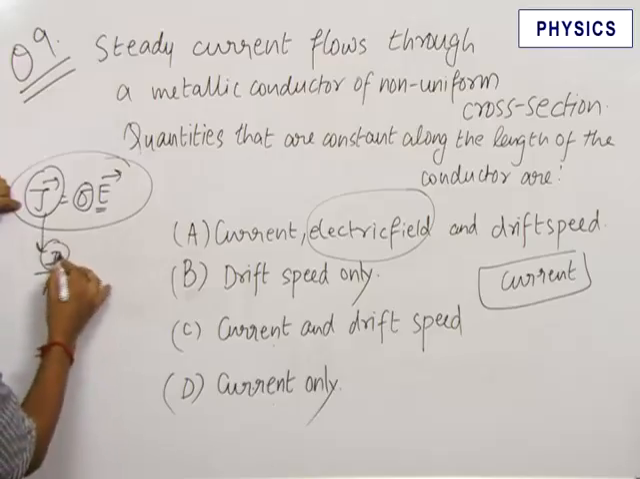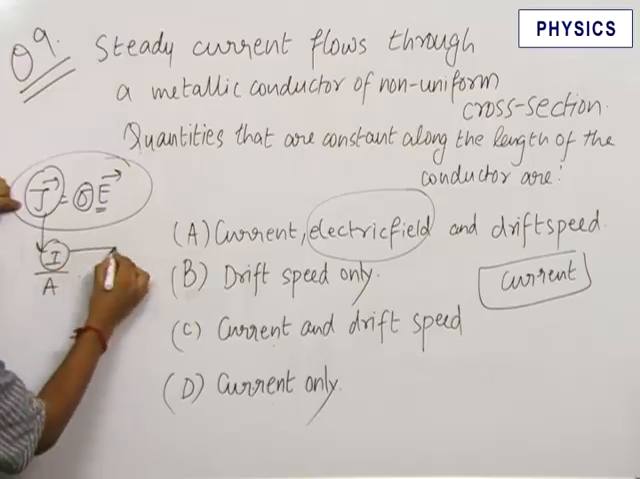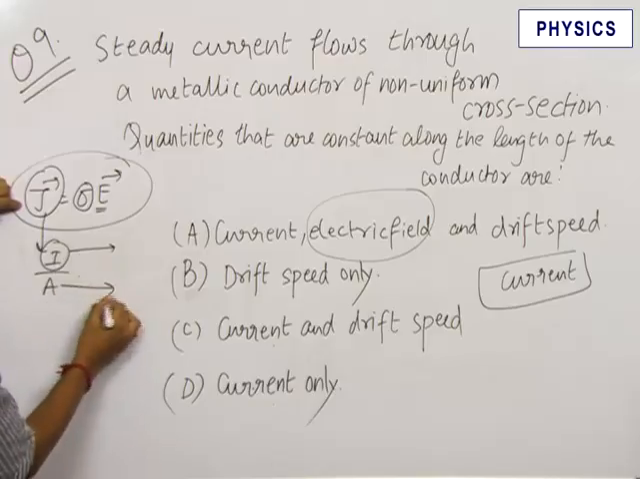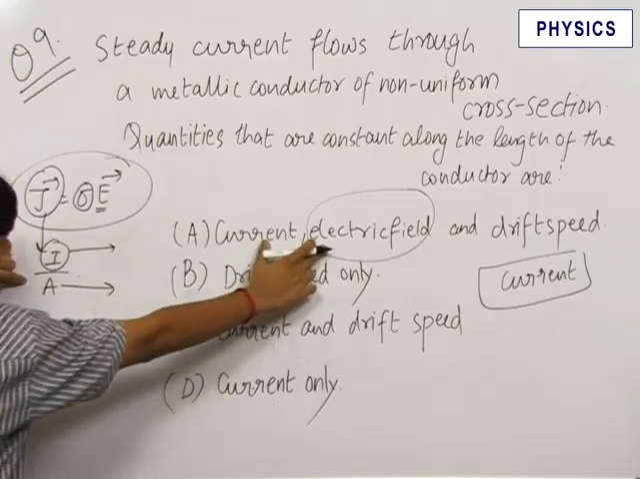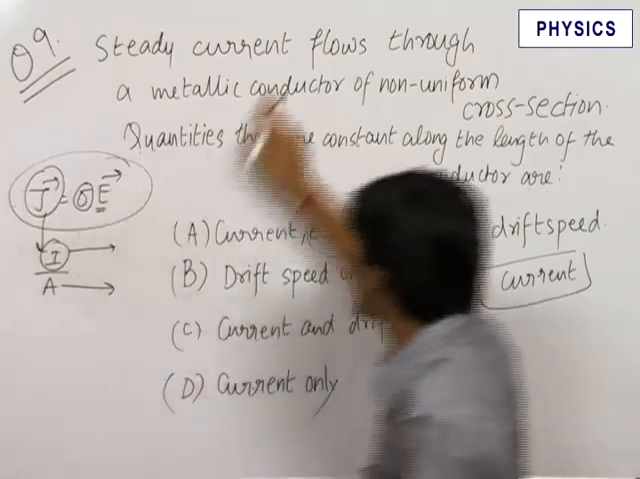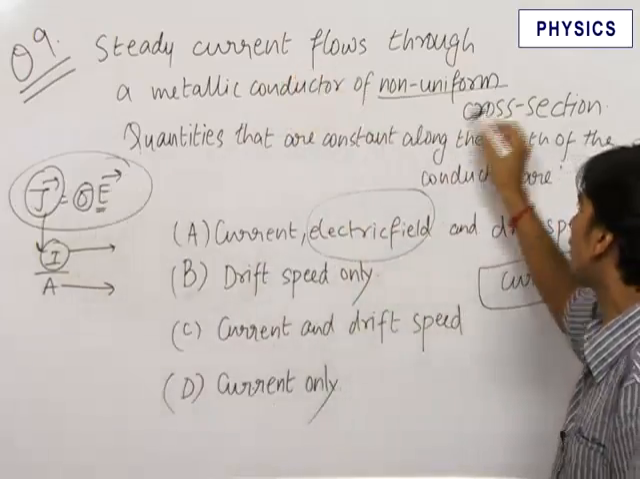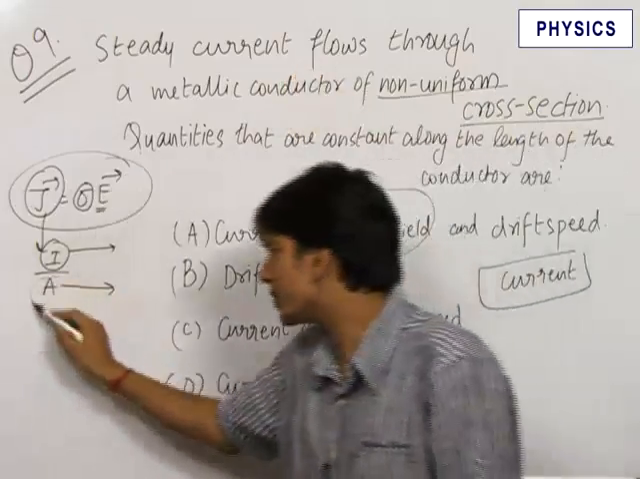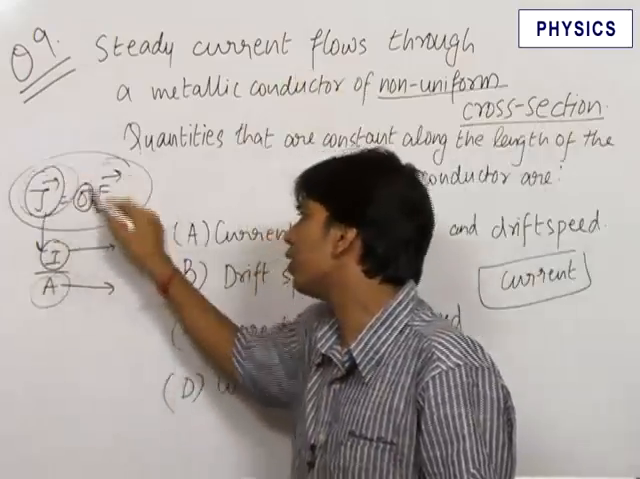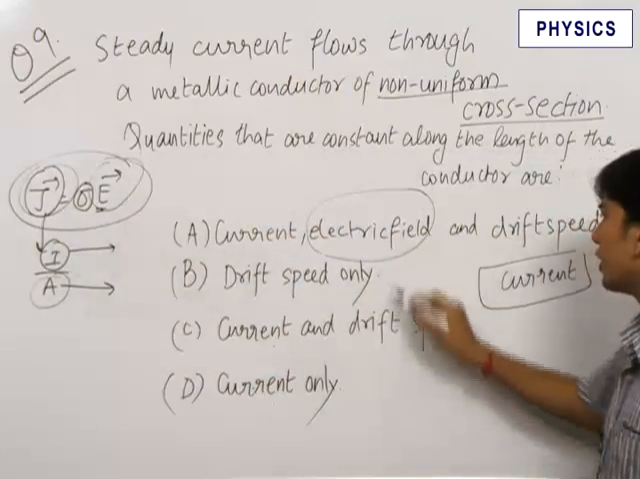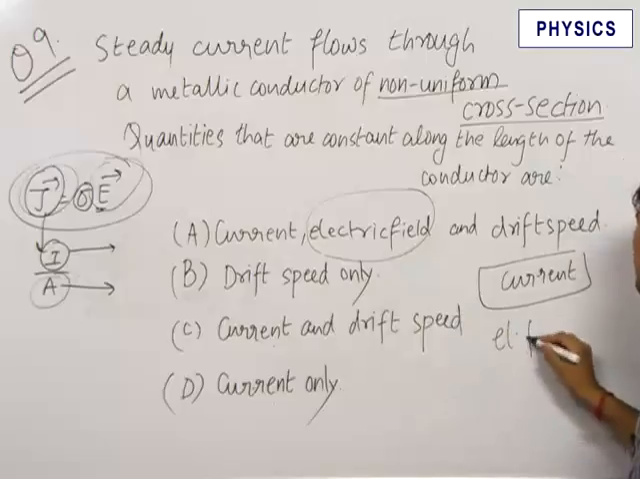Now, current, as we know, is constant throughout the length of the wire. Therefore, area must be constant throughout the length of the wire for electric field to be same throughout the length of the wire, which is not the case because it is given that the wire has non-uniform cross section. Therefore, since A is variable, J is variable, and therefore E is variable. Therefore, electric field is not the answer.